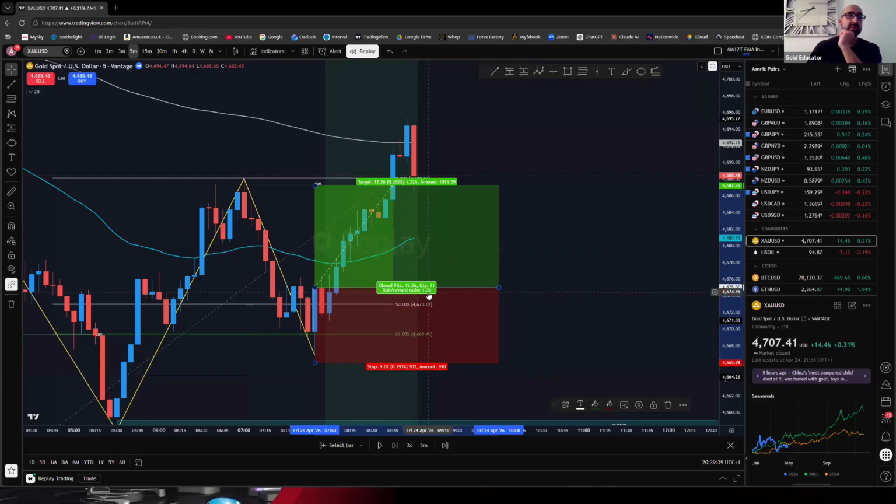Do you remember risk to reward? Put a thumbs up if you remember risk to reward. Good, we got a few in there. So you're risking 9 points to make definitely more than 9 points here. We're going to look to try and make 12 points here, which is a 120 pip move.